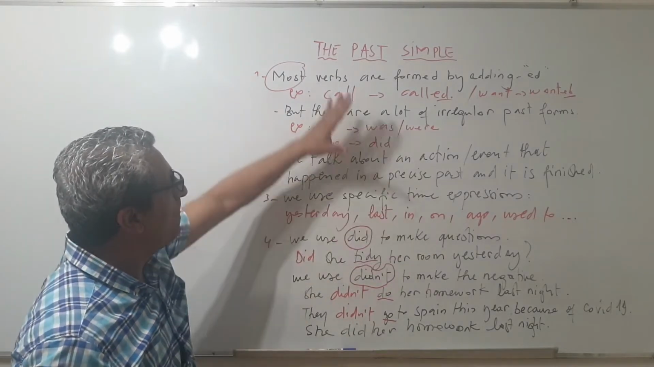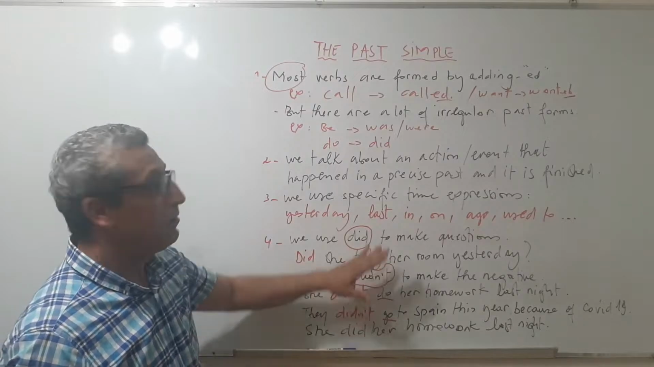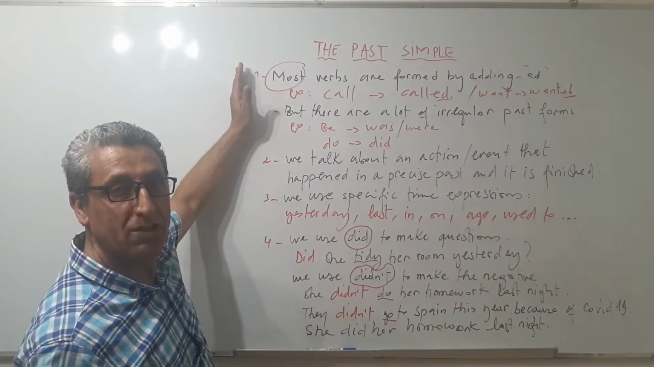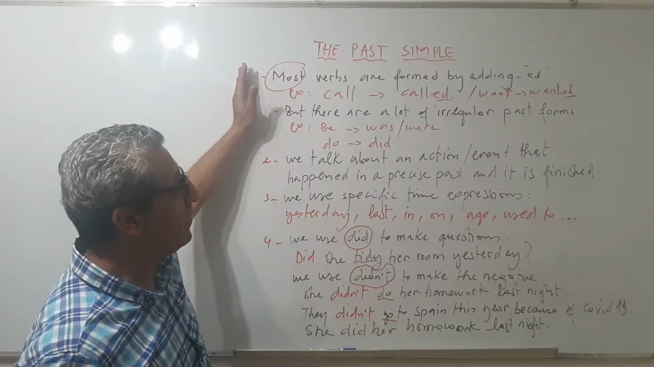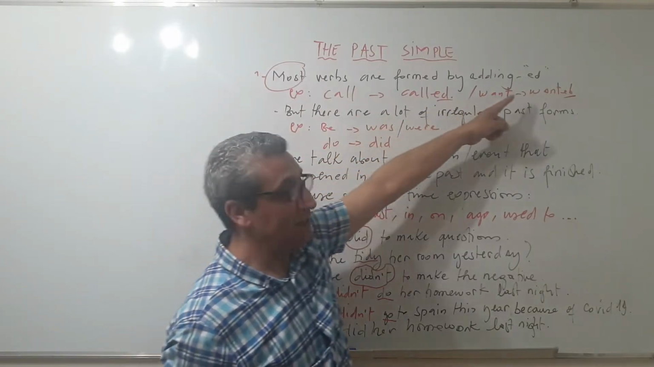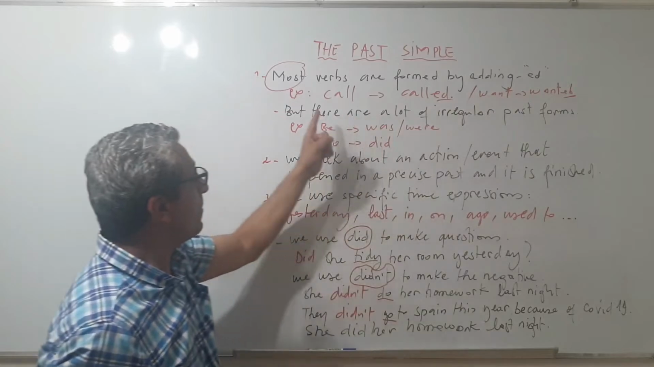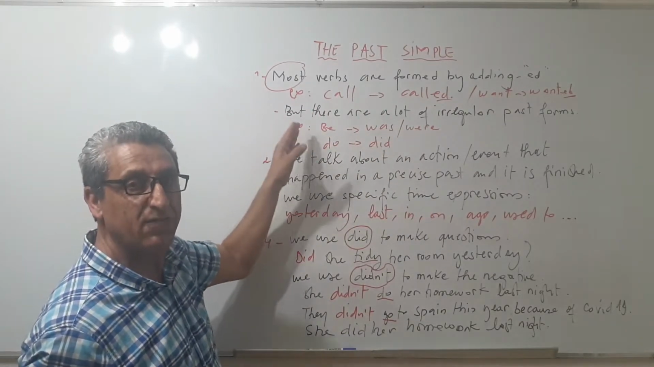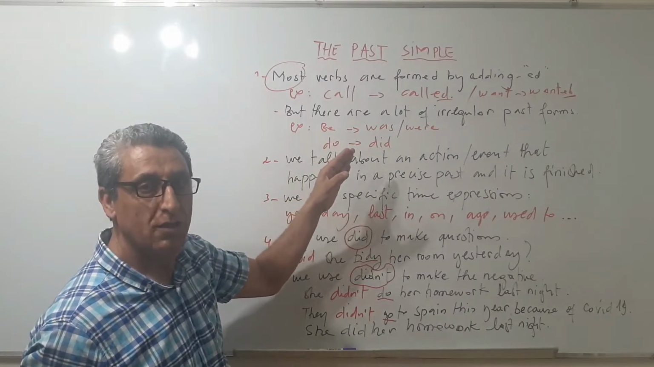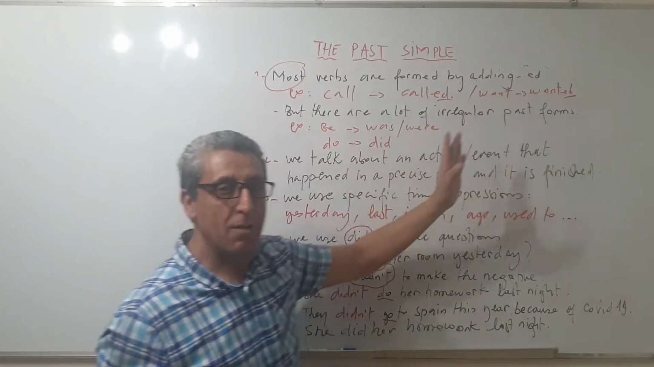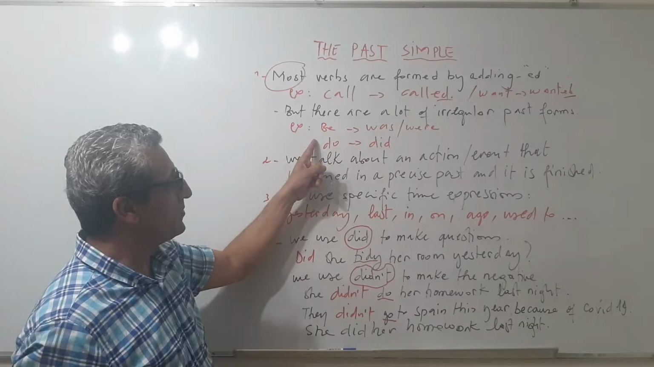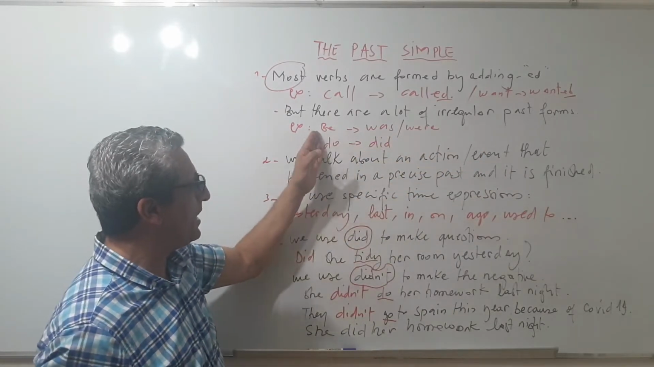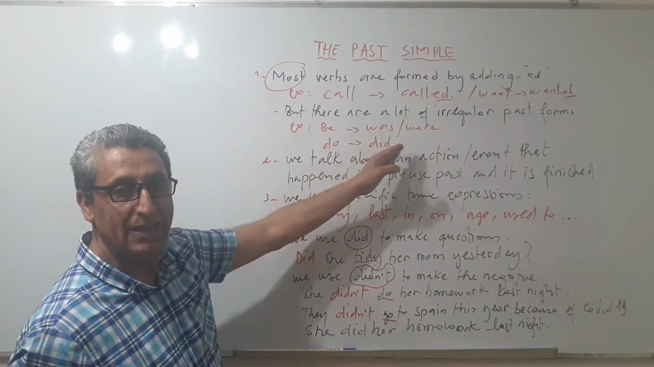So this is the past simple. We have point number 1. We said that most verbs in the past simple are formed by adding ed. Example, called, etc. But there are some verbs, we call them irregular verbs, because they do not add ed in the past. So there are a lot of irregular verbs or past forms. Example, be, was, were, do, did.